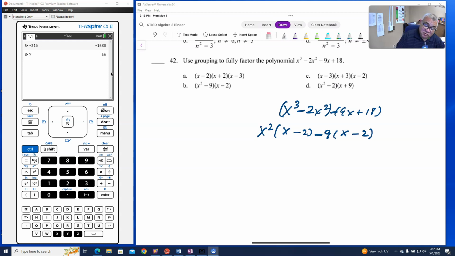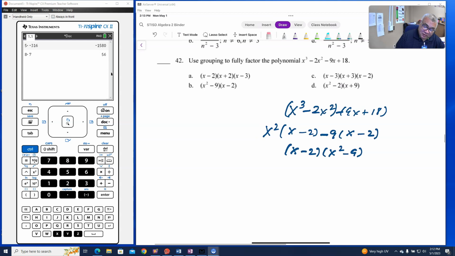And you notice that x minus 2 is repeated, so that's a common factor. So x minus 2 times x squared minus 9. You notice that x squared minus 9 is a perfect square. So that's x minus 2. A perfect square means that 3 and negative 3 give you negative 9. 3 plus negative 3 give you 0, so that's why those two factors work. So to fully factor, it's x minus 2 times x minus 3 times x plus 3. So your answer is C.